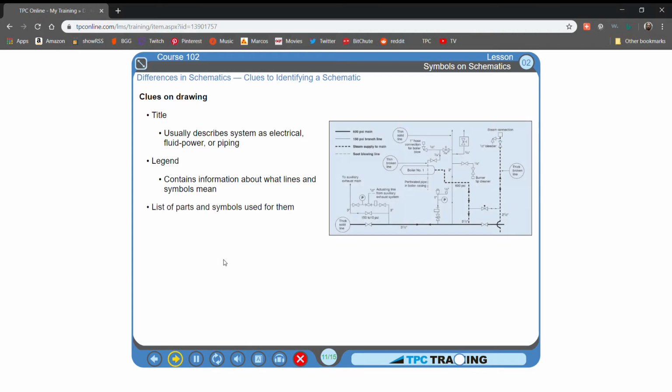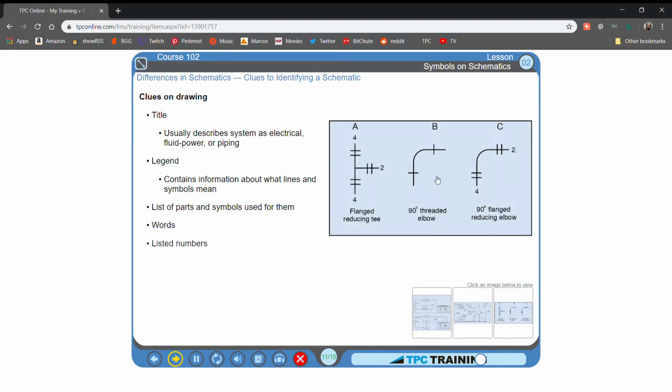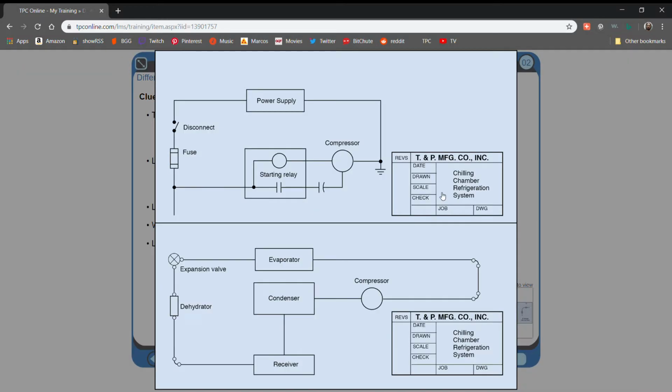There may be a list of parts and the symbols used for them. Words are often a part of the drawing. Numbers are often listed. For example, numbers may indicate voltages or the sizes of pipe, as shown here. Notes by the engineer or technician who prepared the drawing may make it clearer.